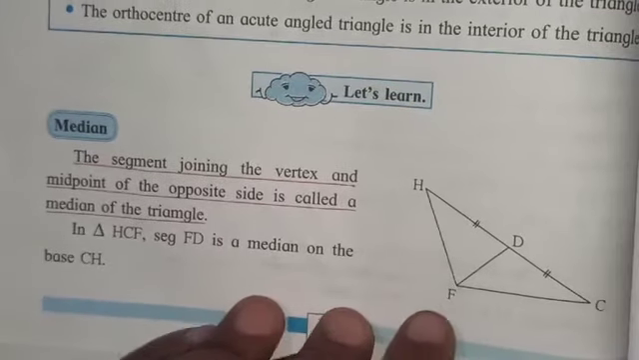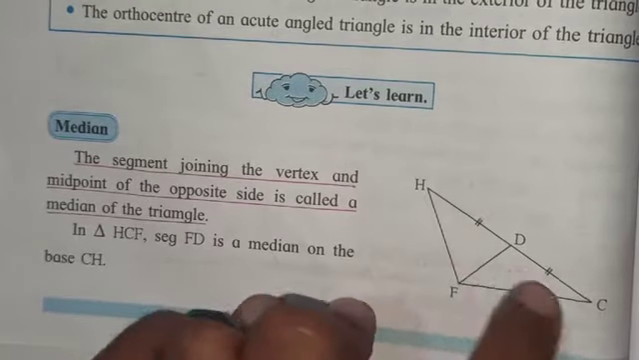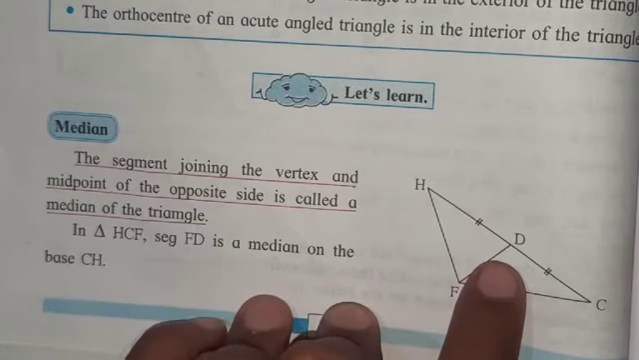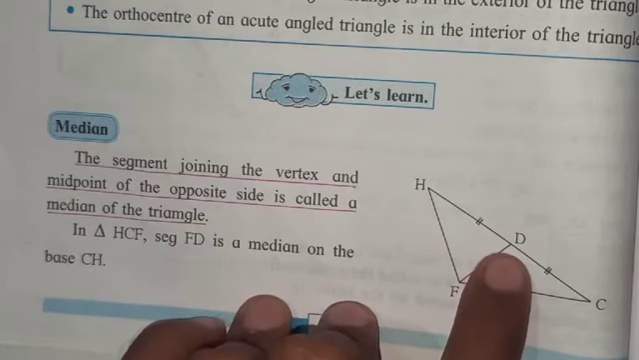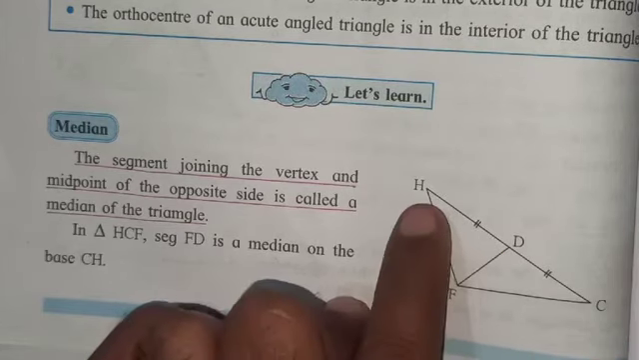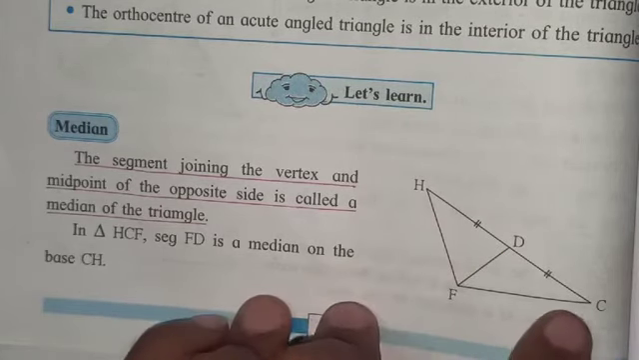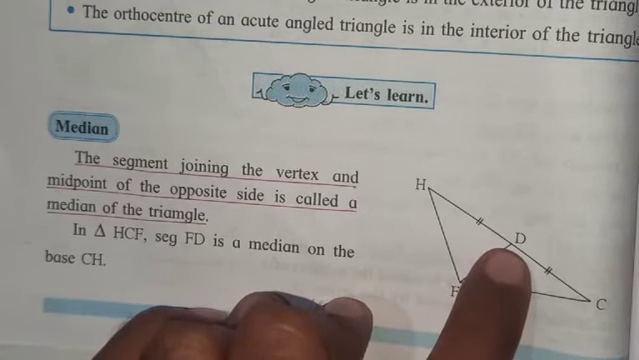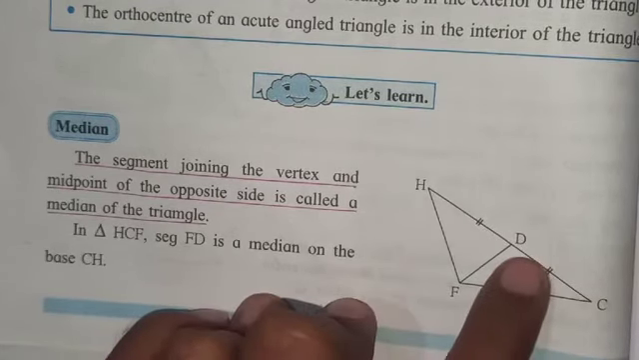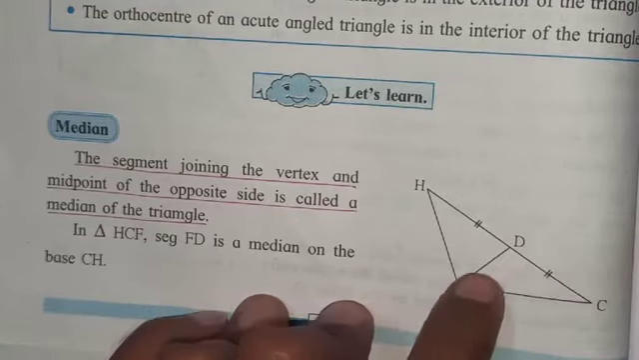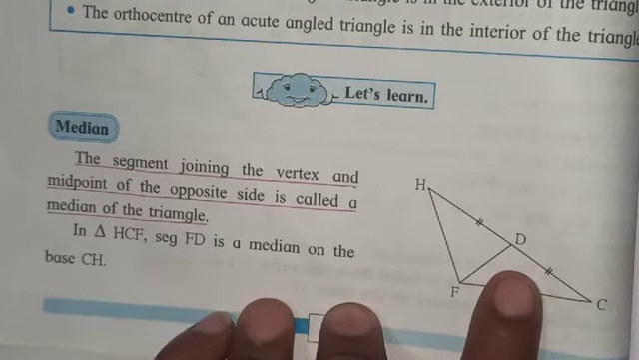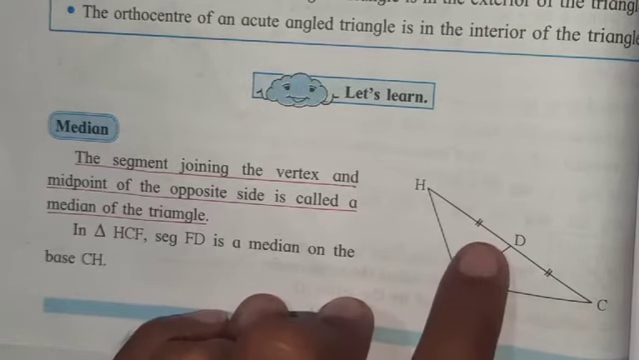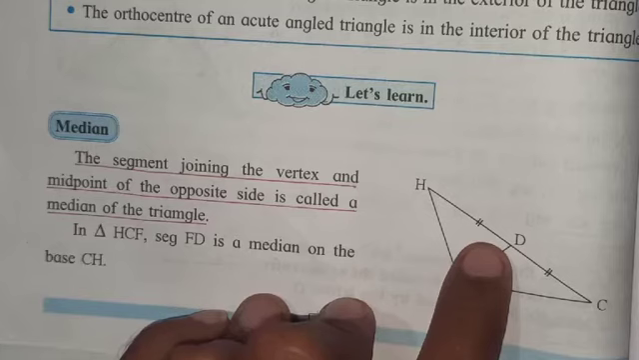So on the opposite side from a vertex, if we take a midpoint, for example in triangle HFC, on side HC, if we take a midpoint of HC, let it be point D, then FD is the median in the triangle and it is on the base CH.